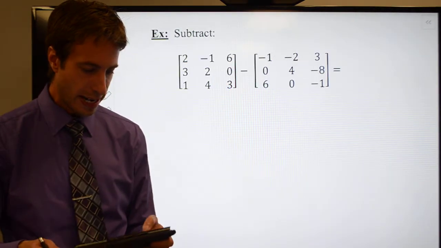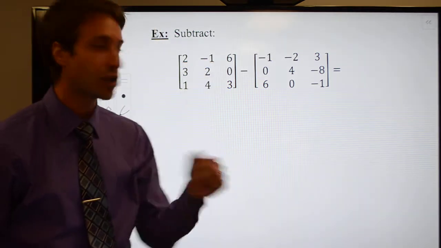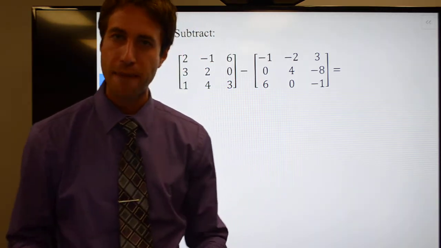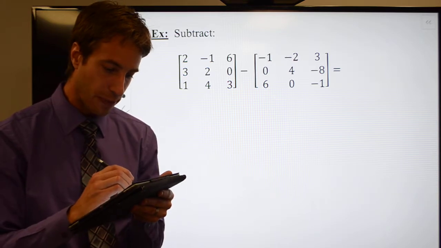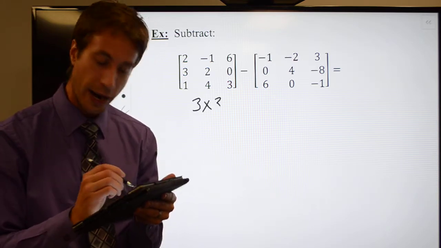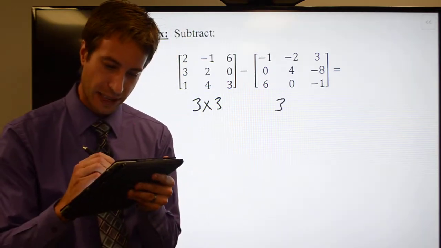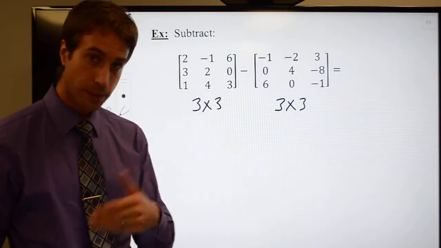What I've got for you right here is a subtraction one. So again, in order to do subtraction, I first have to make sure that subtraction is defined, and I do that by figuring out the dimensions of the matrix. I have a 3 by 3. Ooh, it is a square matrix. Nice. I also have a 3 by 3. Fantastic. So we're good to go. I can subtract these matrices.